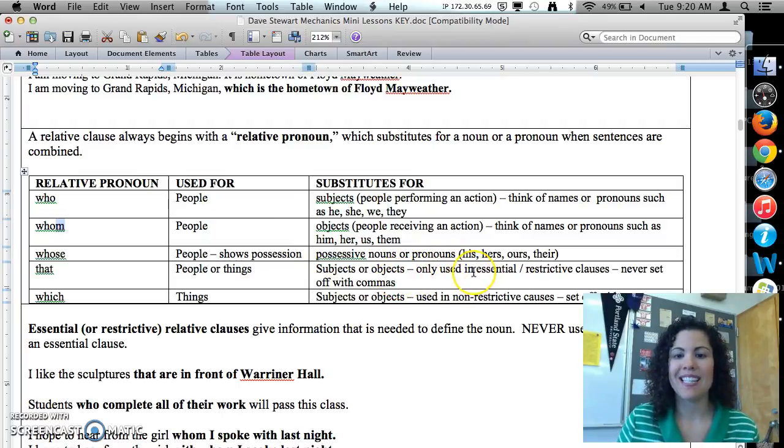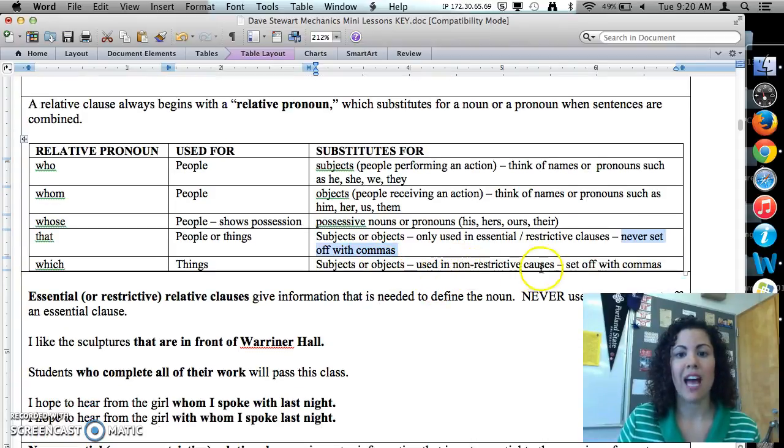That is only used in essential or restrictive clauses. Make sure you highlight this. Never, ever set off with commas. So that is just never has a comma, ever. And then we have which, which are subjects or objects. And yet this is used in non-restrictive clauses. We'll talk about what that means. And that always, always, always has a comma.